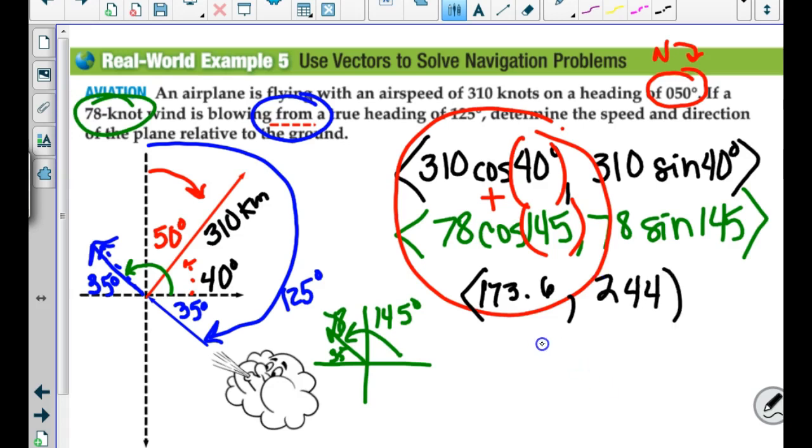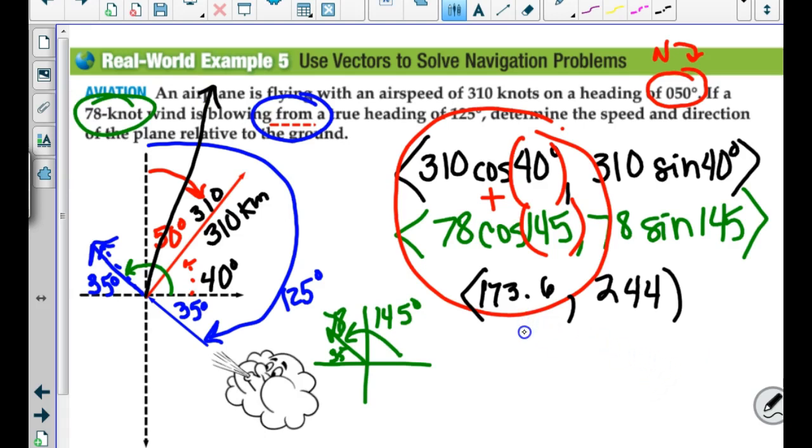Okay, so this is what's called the resultant, which is what the plane is actually doing. On this picture, if we had drawn this to scale and this was 310 and this was 78, this would be much shorter, obviously. And so the plane is winding up going 173 over and 244 up, so it's up here somewhere, okay? Now, we'll talk more about how we figure that out in a second.